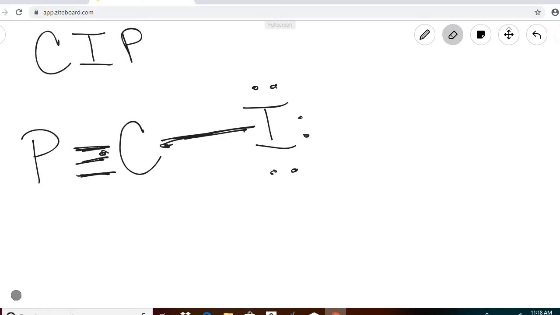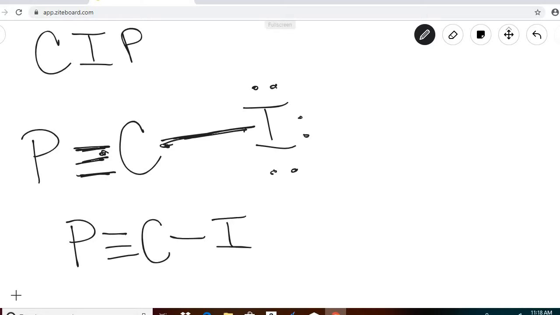Okay, so let me draw that a little bit neater here. So you'd have the phosphorus with a triple bond binding the carbon, and then that carbon bound to the iodine. Still have the lone pair for the phosphorus up here, and then you'd still have the 6 paired electrons around the iodine.